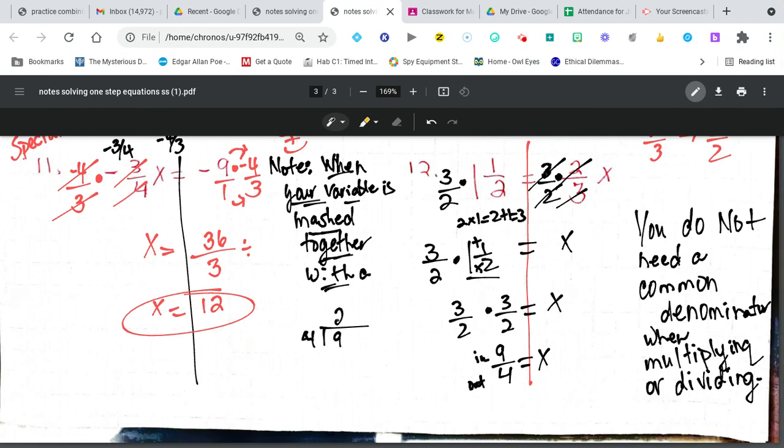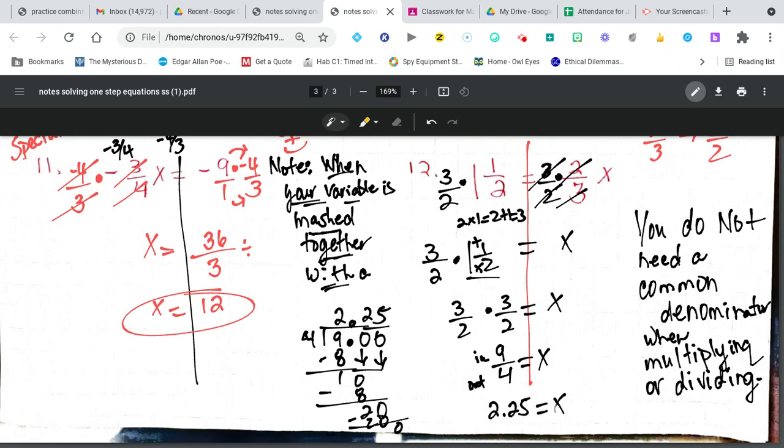All right, 4 will go into 9 twice. That's 8. Add a decimal and a 0. Bring that decimal up and bring your 0 down. 4 goes into 10 2 times. That's another 8. Add a 0 and bring it down. 4 goes into 20 5 times. When you subtract, you get 0. So this answer is 2.25. You could have also written it as 2 and 1/4.